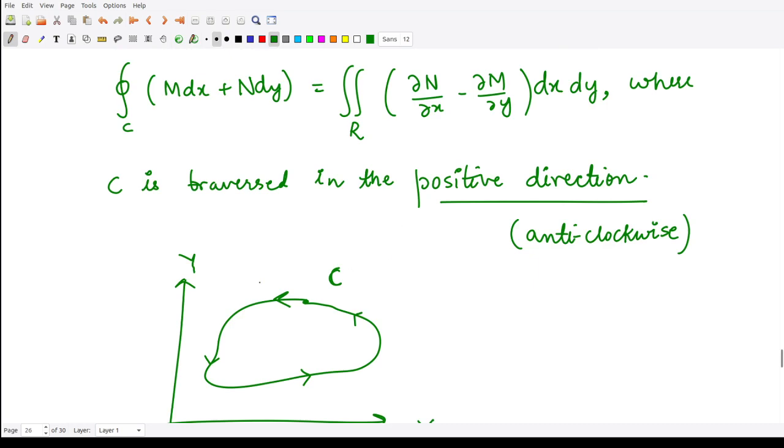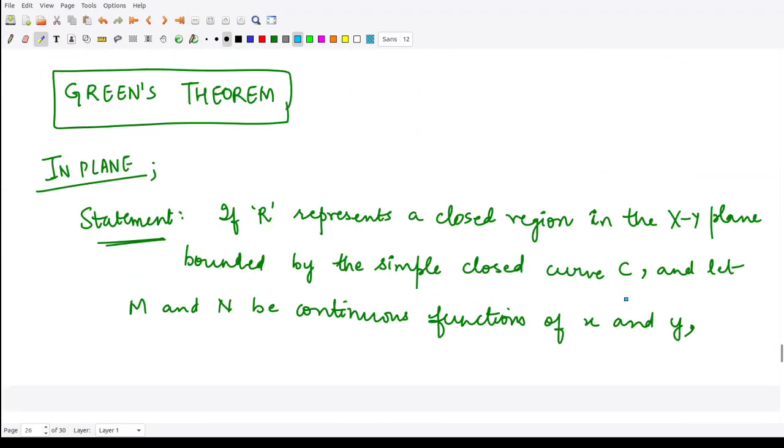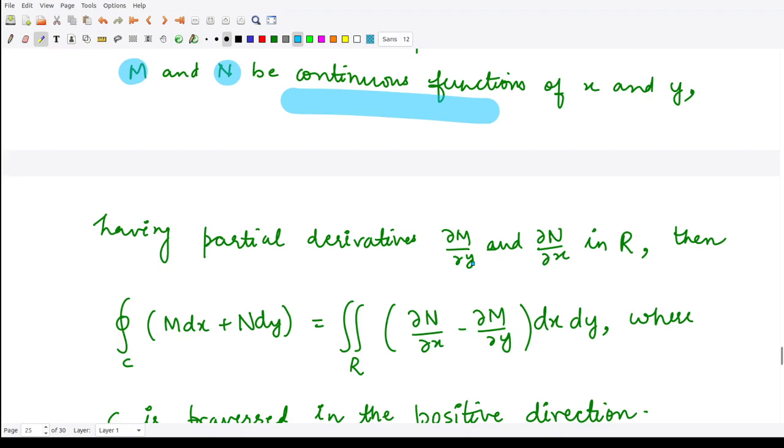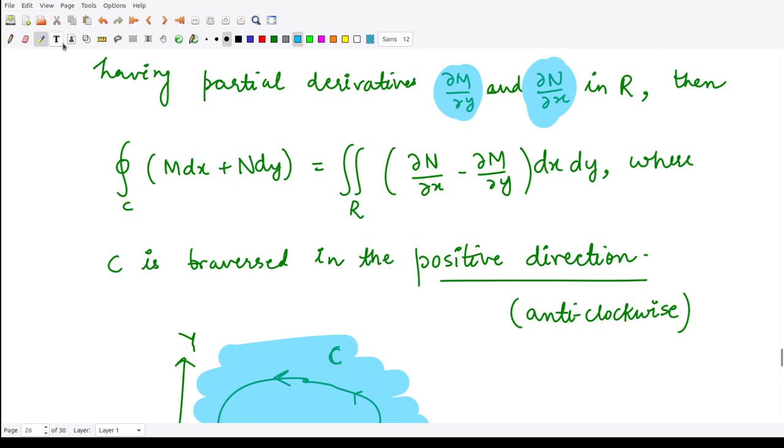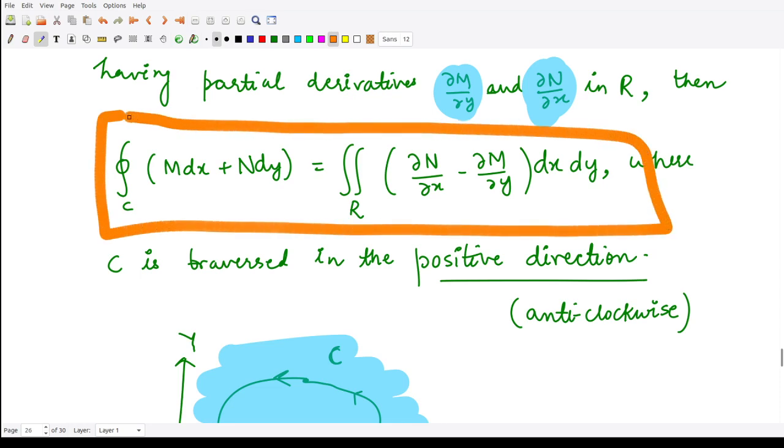So in this particular region, suppose we have a region like this. In this region we have some curve C, and in this region also we have the functions M and N, which themselves are continuous functions of x and y, and their partial derivatives also exist. So in that case, Green's theorem says that this line integral is equivalent to this surface integral. So this theorem basically connects this line integral with the surface integral.